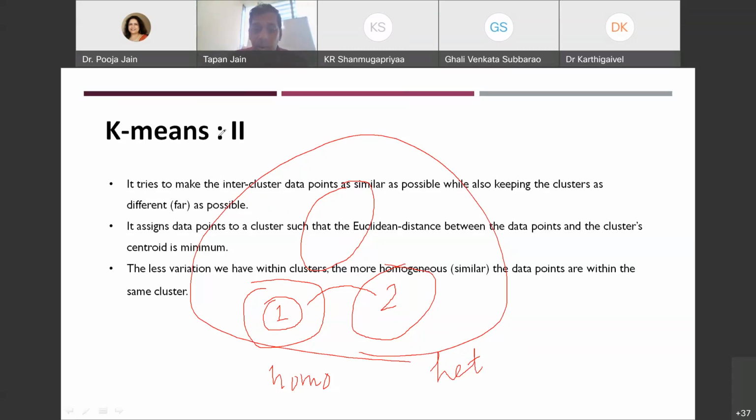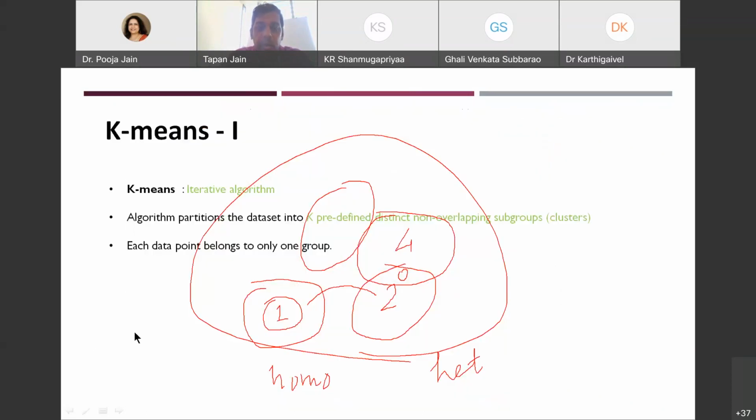And for one data point, let's say, for example, I have another cluster here. If the data point is here, it strictly belongs to only one cluster. It is not possible that this particular data point belongs to cluster two as well as cluster four. No, one data point belongs to only one cluster. So each data point belongs to only one group.